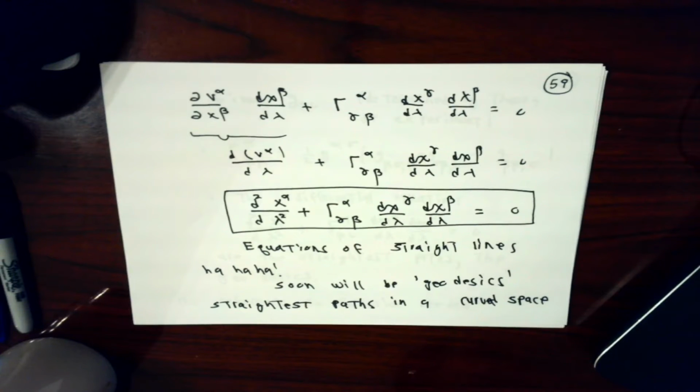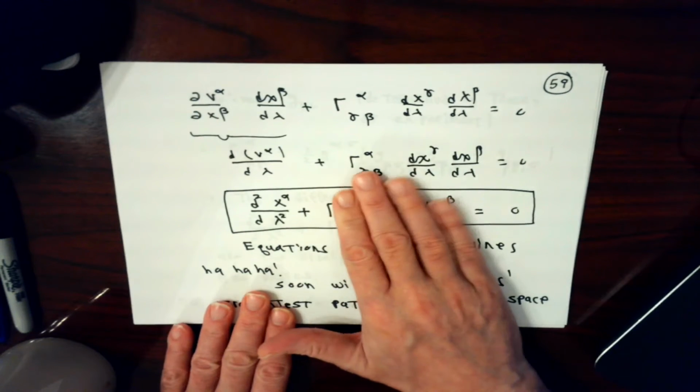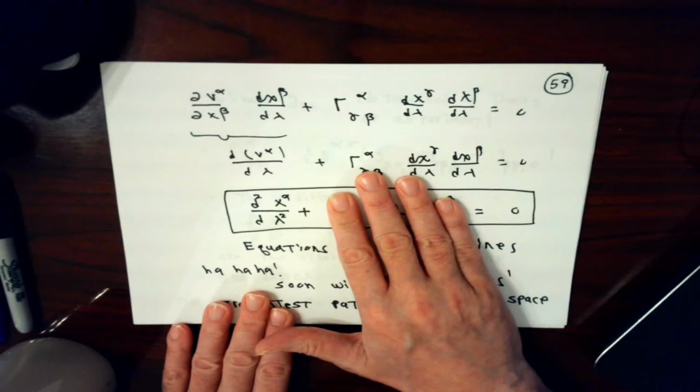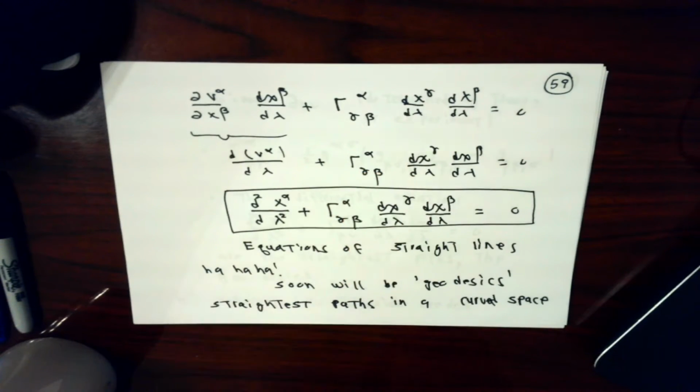Notice that if you were using Cartesian coordinates, the components of the metric are all constants, the Christoffel symbols would all be 0, and this differential equation would just say the second derivative of x alpha with respect to lambda is 0. That would mean that each x alpha is a linear function of the parameter, and you would have straight lines just like you think you should. We're going to call paths that obey this equation geodesics.